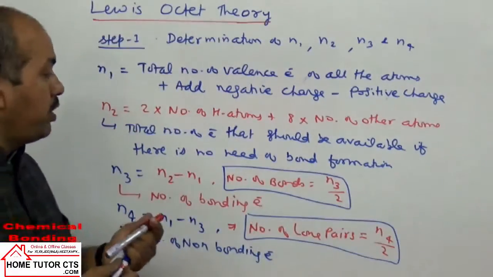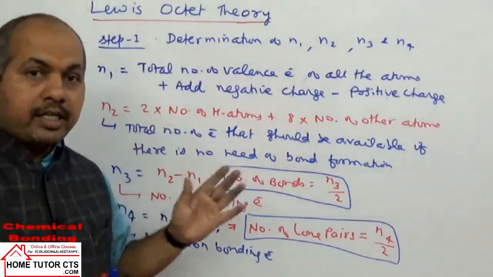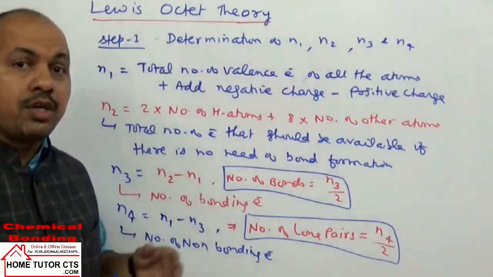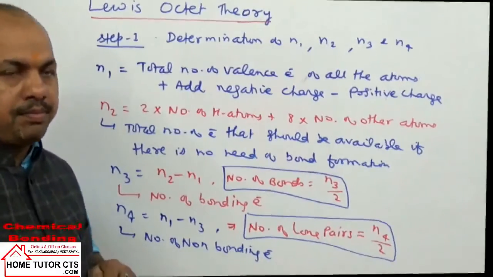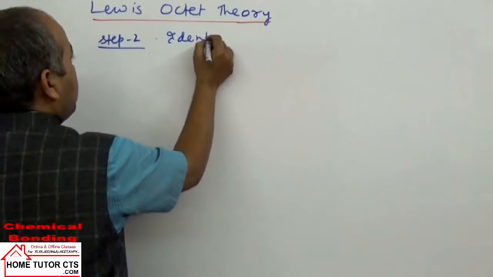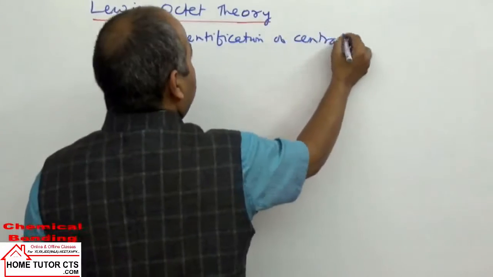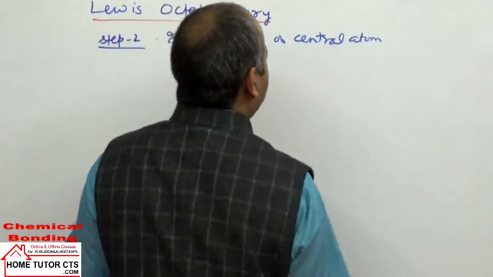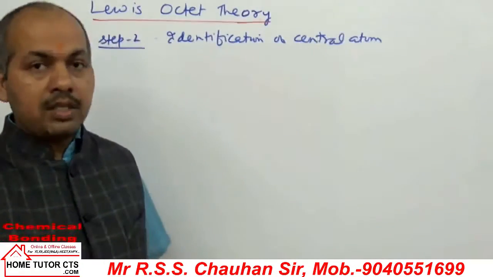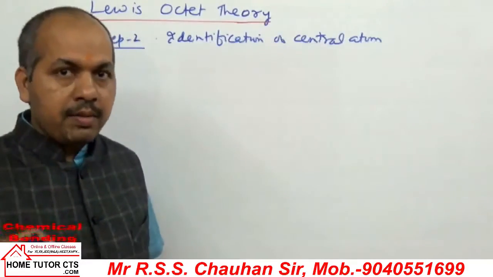After calculating n1, n2, n3, n4, the number of bonds and the number of lone pairs, the next step is the determination of the central atom. Step 2 is the identification of the central atom. If we have molecules with atoms of more than one element, then one atom is the central atom around which the remaining atoms are arranged.